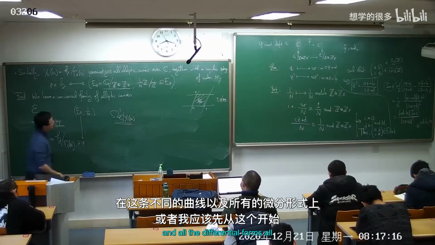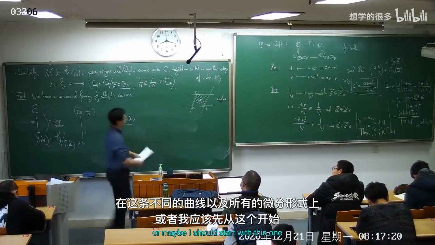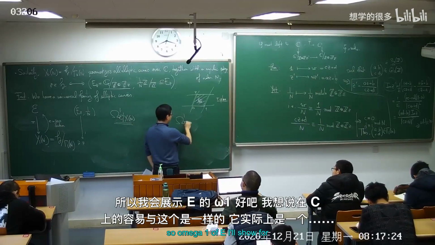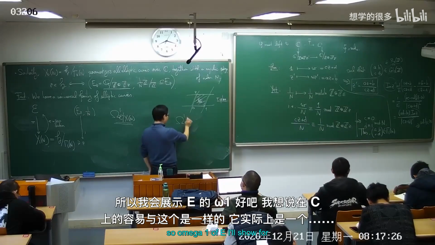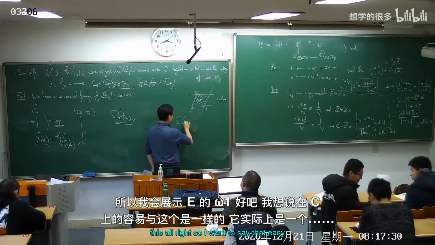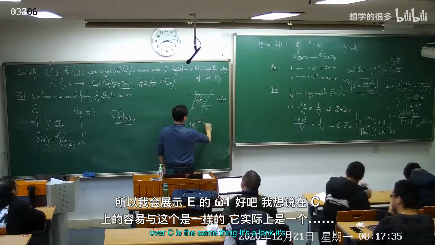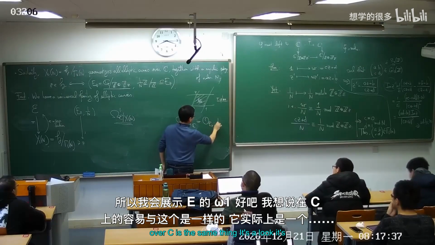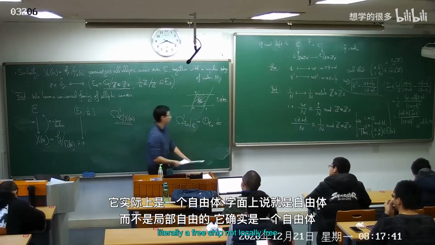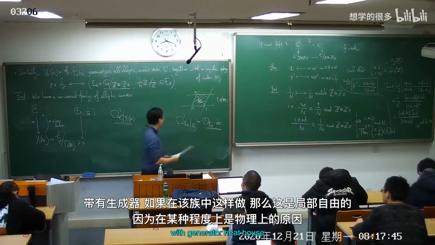And all the differential forms on, or maybe I should start with this one. So omega 1 of E. How should I put this? Right. So I want to say that EZ over C is the same thing. It's a free sheet, literally a free sheet, not locally free. It's literally a free sheet with generator d tau.